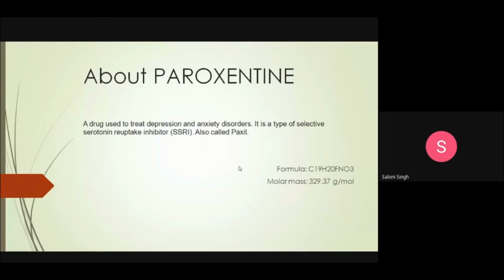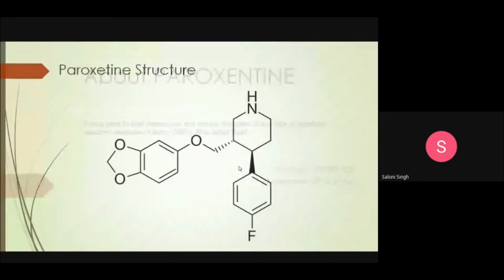So you can see here, it is used for anybody going through anxiety disorders, and it is a type of selective serotonin reuptake inhibitor, also called Paxil. Paxil is a brand in the USA under which they sell this drug. Its formula is C19H20FNO3, and its molar mass is 329.37 grams per mole. So this is a brief idea about paroxetine, and this is the structure of the paroxetine drug molecule.